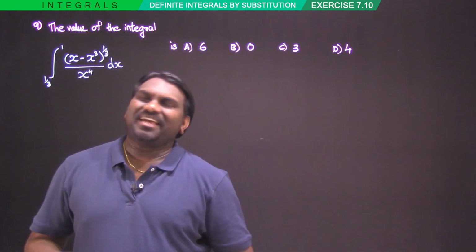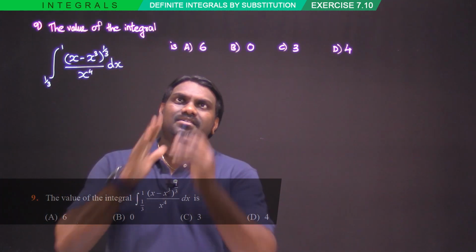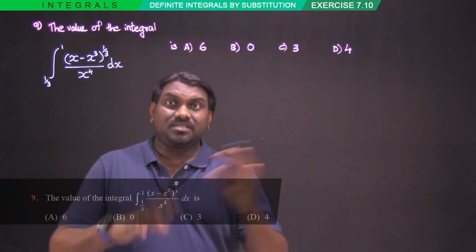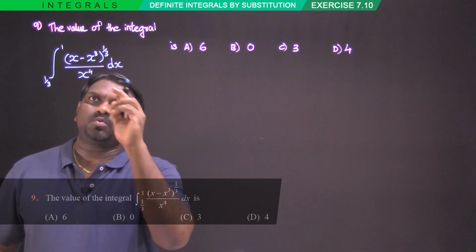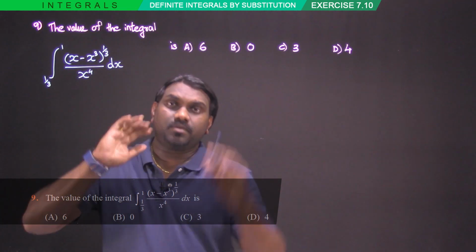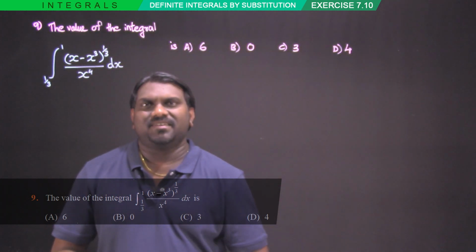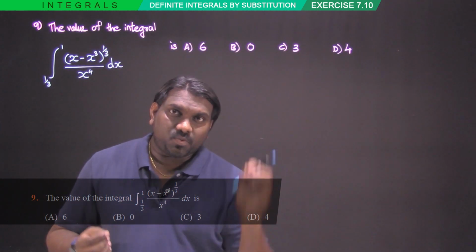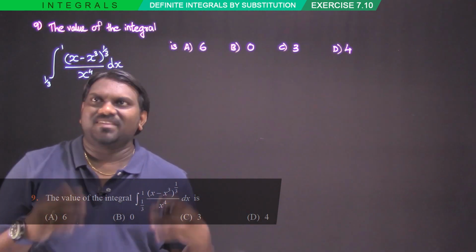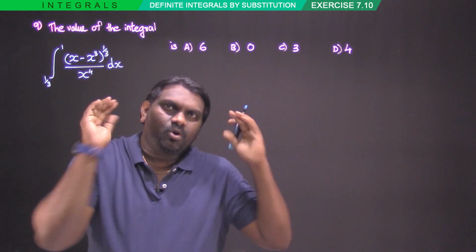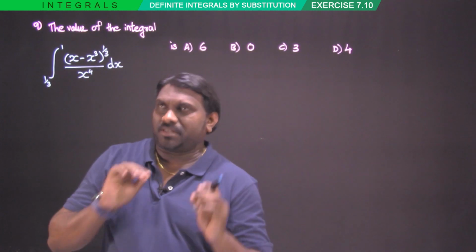Move on to the 9th one then. On to the 9th question. The value of the integral, this one here, is going to be one of these 4 options. It's a multiple choice question, and this is your integral from 1 by 3 to 1 of x minus x cube, the whole raised to 1 by 3, by x raised to 4 dx. This is one of the easiest questions, but most students get complicated with it, or get fully fed up at the end, wondering what to do, and just leave the question and go. But it is very easy, dear, if you think a bit.